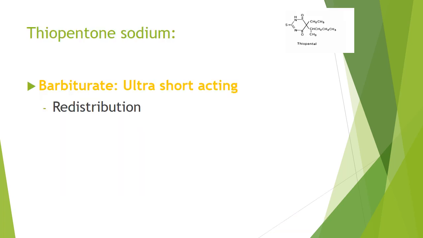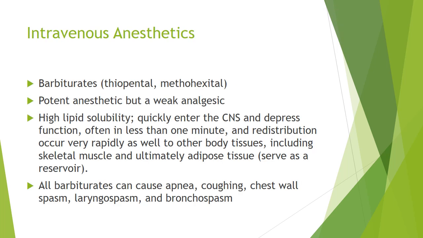First of all, thiopentone sodium. Thiopentone sodium is a barbiturate. It is ultra short acting; redistribution occurs very quickly from the brain to the other body parts. Intravenous anesthetics, first agent is barbiturate, thiopental or methohexital. It's a potent anesthetic agent but a weak analgesic. It has high lipid solubility. It quickly enters the CNS and depresses function, often in less than 1 minute, but redistribution occurs very rapidly as well to the other body tissues, including skeletal muscles and ultimately adipose tissue, which serves as a reservoir.